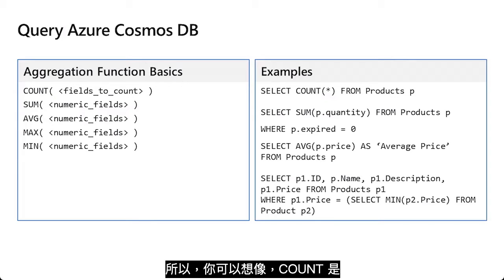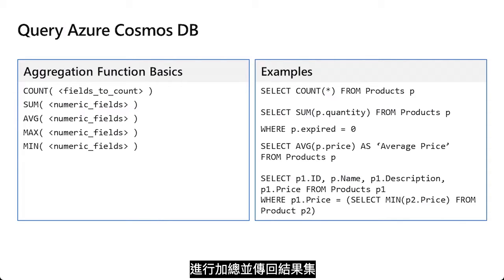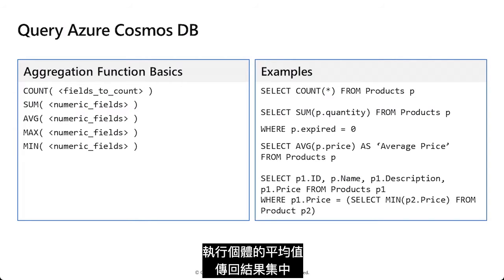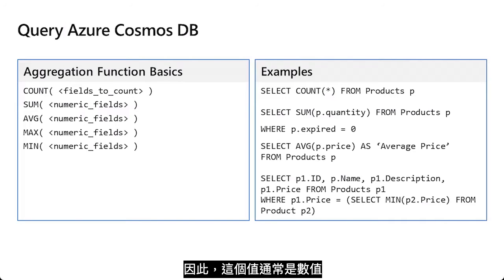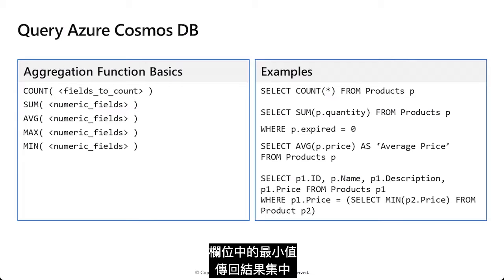As you can imagine, count is where the function will return a count of the number of instances a particular field in the result set occurs. Sum will return the sum of all the instances of the field in the result set. Average will return the mean value of all the instances of the field in the result set. So the values typically are numeric. And max and min will typically return either the maximum value of the field or the minimum value of the field from the result set.